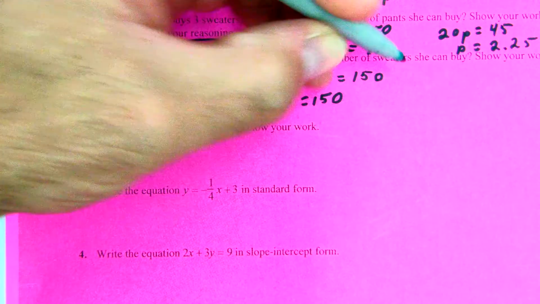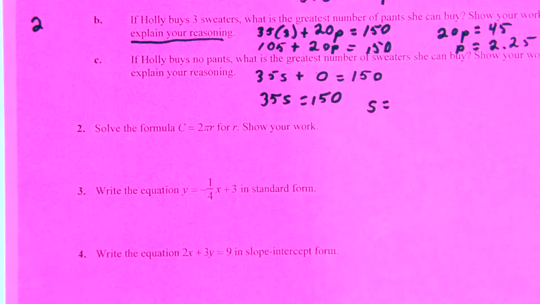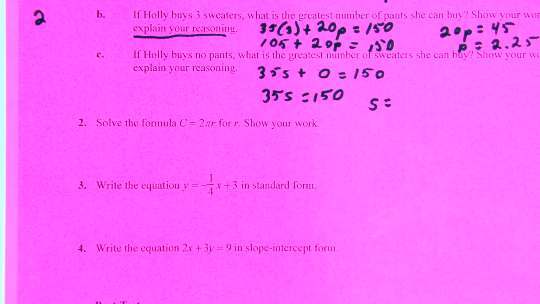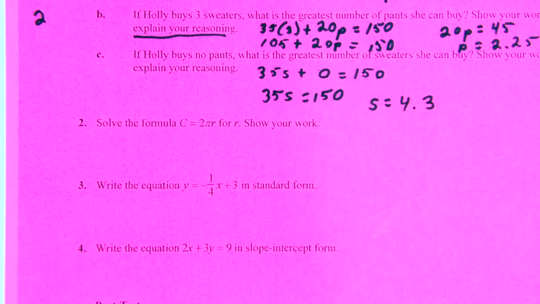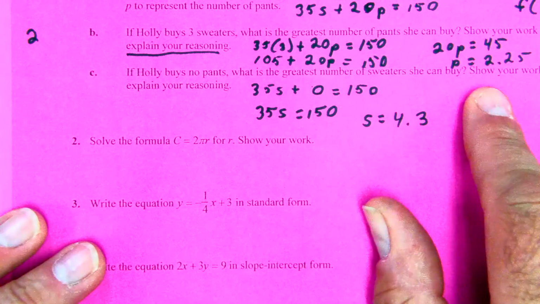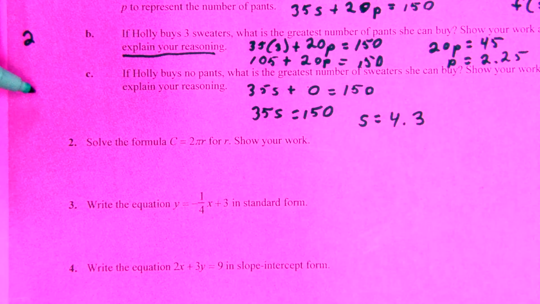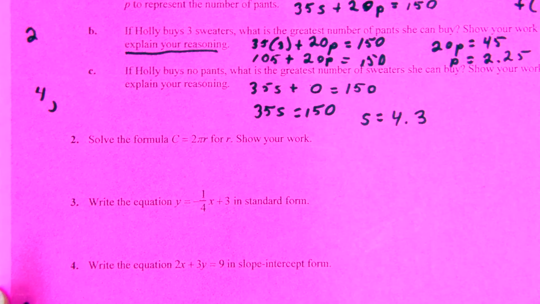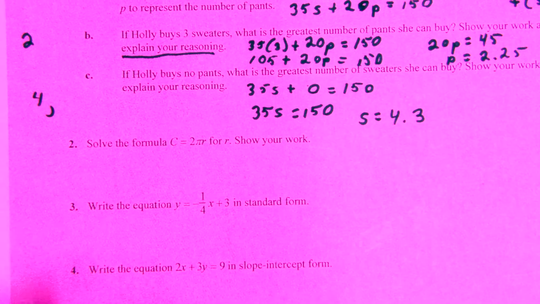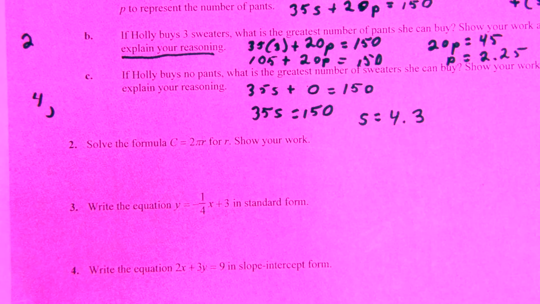You divide by 35 and you get S equals what? 4. No. What is it? 4.3. And then you answer the questions. How many sweaters can she buy? Because, right, you can't buy pieces of sweaters. Okay? It's 4 because you can't buy pieces of sweaters. And that's what we're looking for.